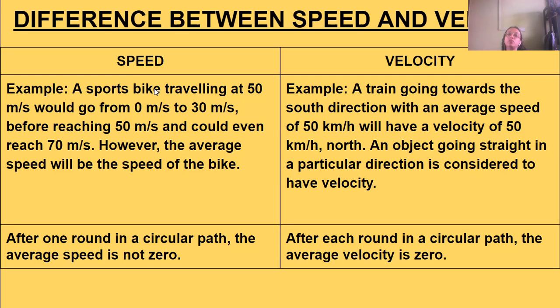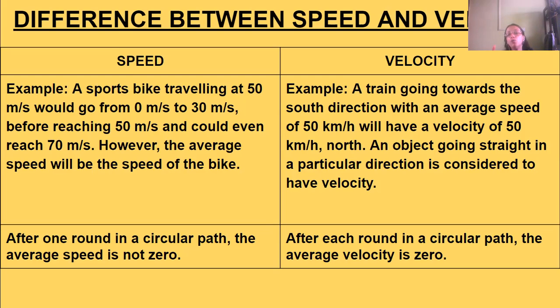Okay. So a train going towards the south direction will have a velocity of 50 kilometers per hour south, not north. It is moving south. So there should be a particular direction, moving straight. If it is moving straight in a particular direction, then only it will have a velocity. Otherwise, it will only have the speed and not the velocity.